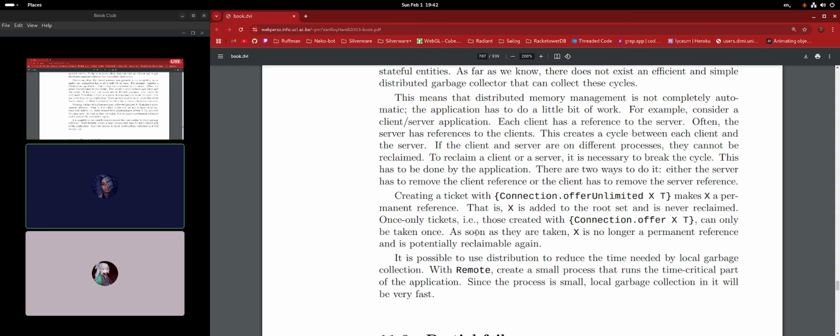It is possible to use distribution to reduce the time needed by local garbage collection. With remote, create a small process that runs the time-critical part of the application. Since the process is small, local garbage collection in it will be very fast.